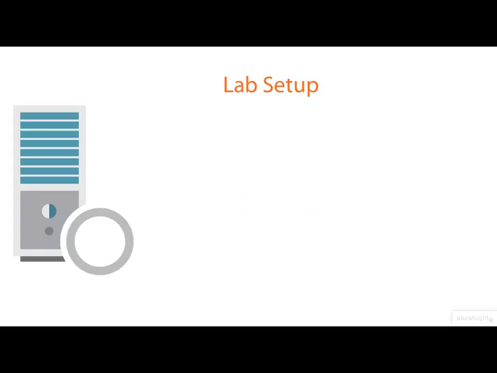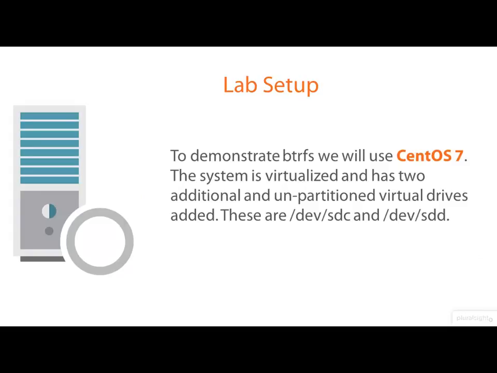For our lab setup, we're using CentOS 7. The system is virtualized and we have 2 additional unpartitioned virtual drives. So we already have SDA and SDB, but we've added in 2 additional drives, SDC and SDD. And you will see that we don't really need to be concerned with creating partitions when we're dealing with the BetterFS.